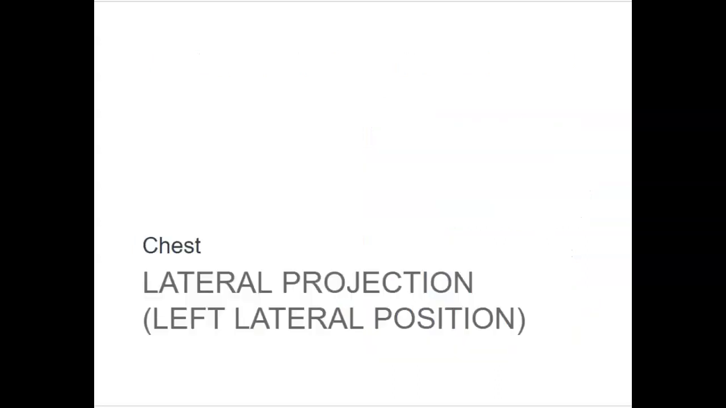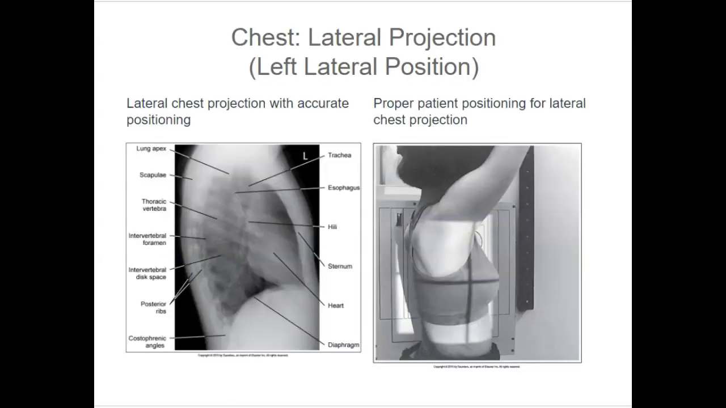So let's move on to the lateral position, the left lateral chest position, projection. Image analysis guidelines for the lateral chest, left lateral chest projection state that the right and left side posterior ribs should be nearly superimposed, demonstrating no more than a ½ inch of space between them. The sternum should be demonstrated in profile.